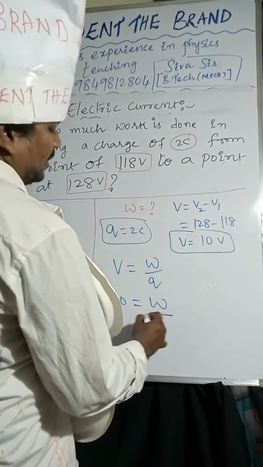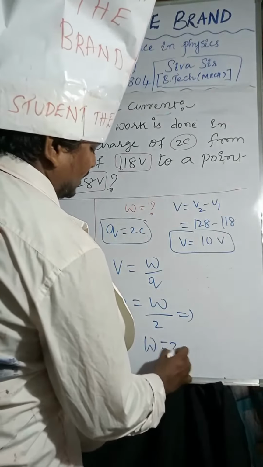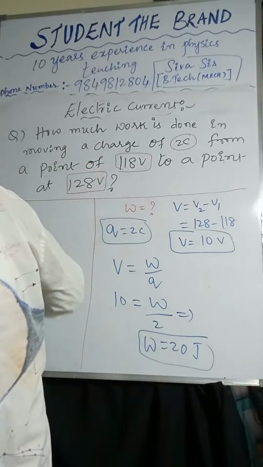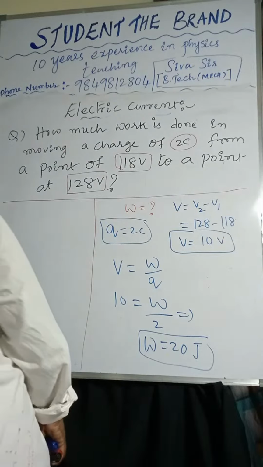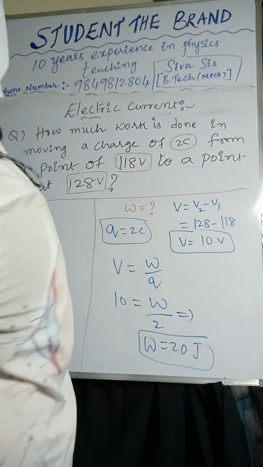We are W equal to Q equal to C 2. So W equal to 20 joule. Is it clear? If you are getting a different value, you can let me know. If you are getting the same value, okay, fine. We can go to the next problem. Is it clear?